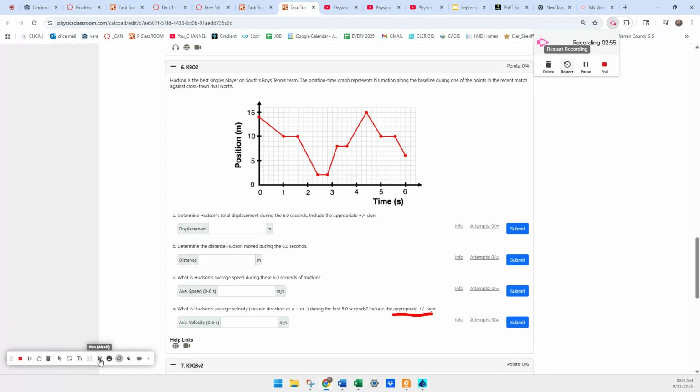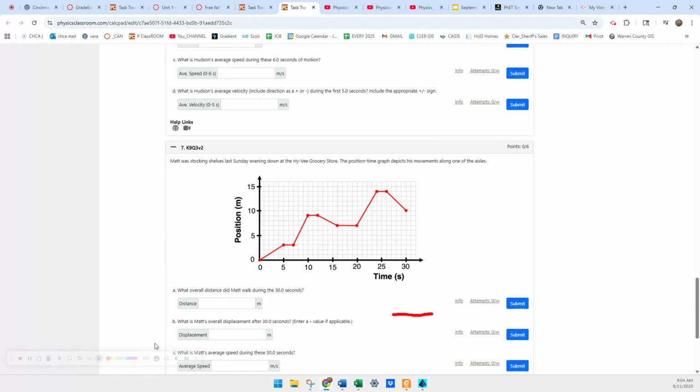I went ahead and erased that so that I could make that a little bit more clear. He started here and then ended up down here at, it's not 7, it's 6. So the displacement would be from 14 down to 6. So the displacement on this one would be -8. And that's something that I see some mistakes being made here.